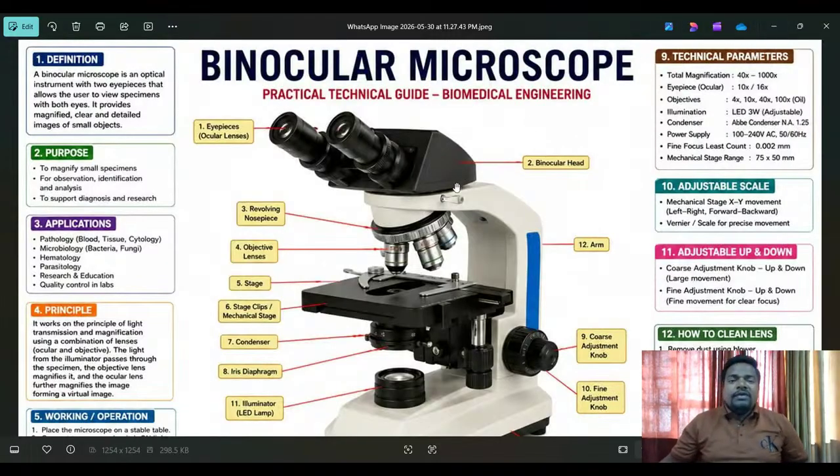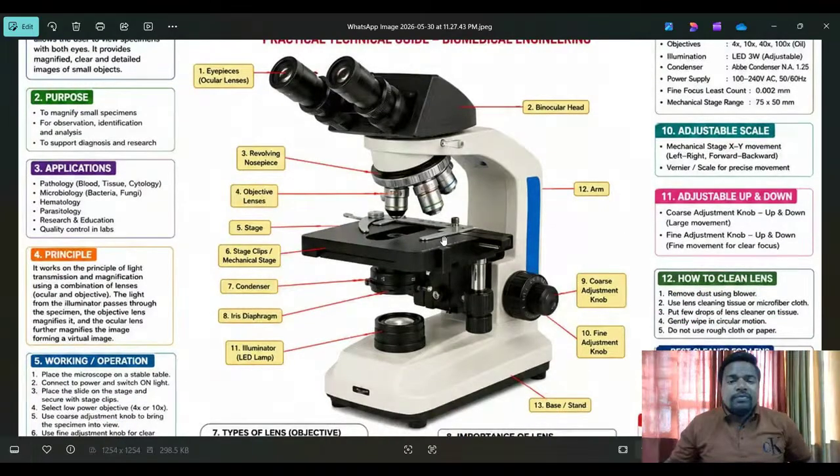Now everything, one by one, I will explain. First of all, I want to show the medical equipment, that is my microscope, a binocular microscope. Why am I saying this is a binocular microscope? Because different types of microscopes are available in the medical field. Understand? This is laboratory equipment, so laboratory equipment will look like this if it is a binocular.